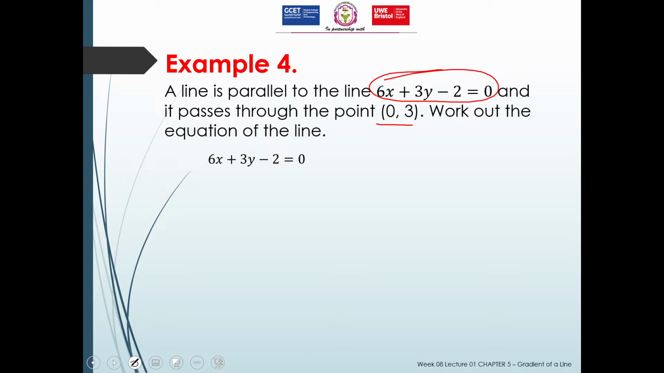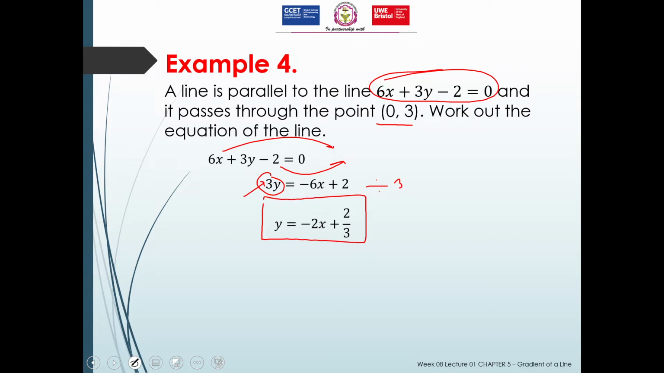So the first thing we do is again we rewrite the given into the standard form. So 6x plus 3y minus 2 equals 0. We put 6x and negative 2 to the other side. That will give us 3y equals negative 6x plus 2. Next, we make the numerical coefficient of y equal to 1. So what we do is we divide both sides by 3. So we get y equals 3 divided by 3, that is 1. Negative 6 divided by 3 is negative 2, and we have 2/3. So this is now your standard form.